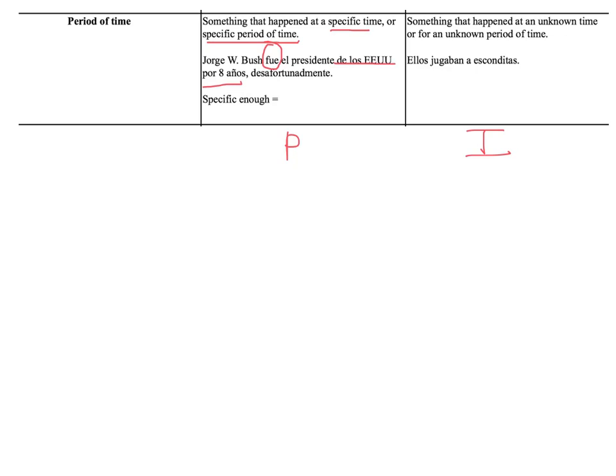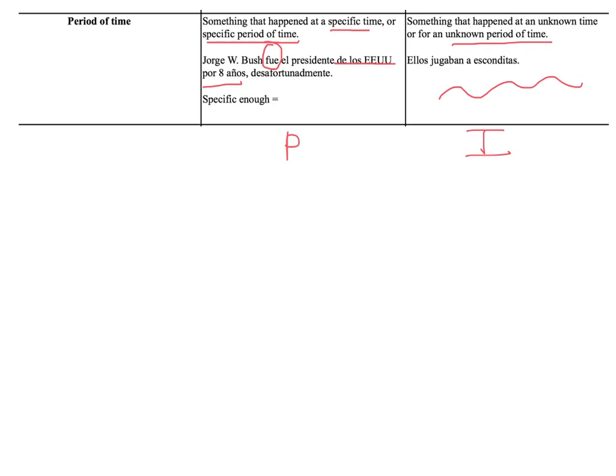The imperfect, as one would guess, is going to be the opposite of that. Something that happened at an unknown time or for an unknown period of time, that kind of idea of it's floating around in the past. Ellos jugaban a esconditas. They were playing hide and seek, or they used to play hide and seek. When? Well, we don't know. And because we don't know, we're going to be using the imperfect here.